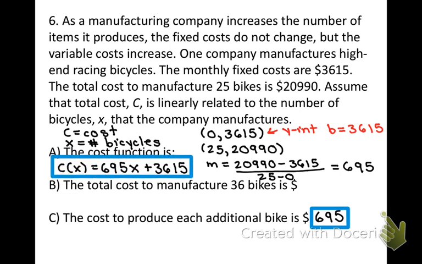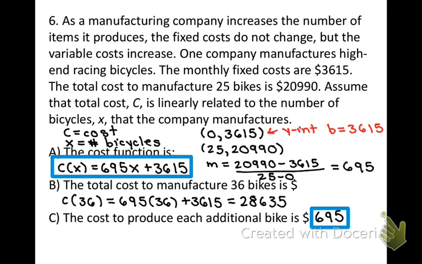All right, part B wants to know the cost to manufacture 36 bikes. So we are plugging in 36. We're looking for C of 36, which is going to equal 695 times 36 plus 3,615. And this is actually going to give me a whopping 28,635. So the total cost to manufacture 36 bikes is $28,635. All right, I hope that helps on number 6.